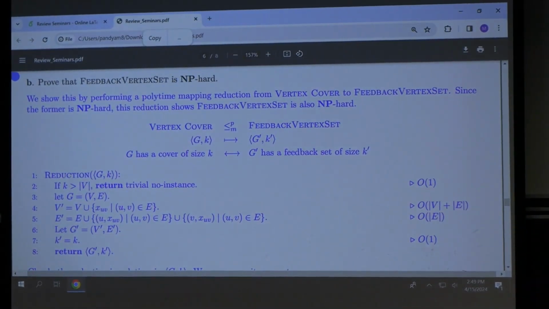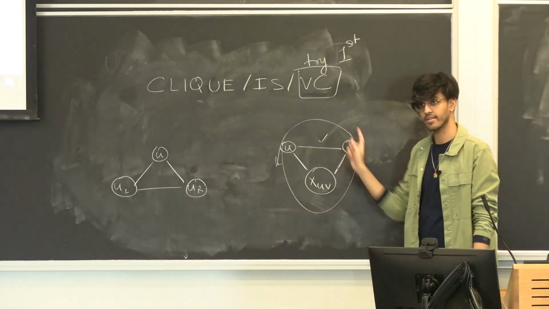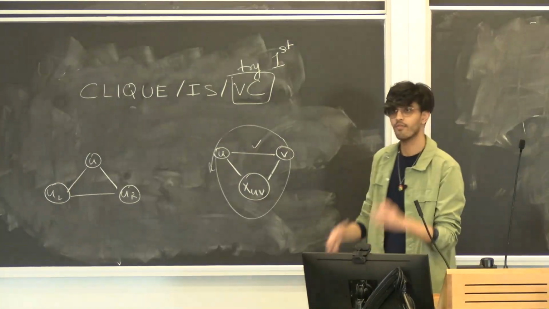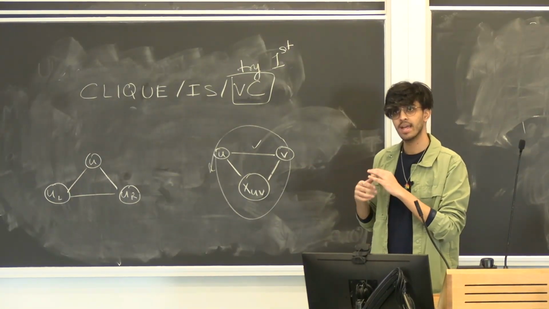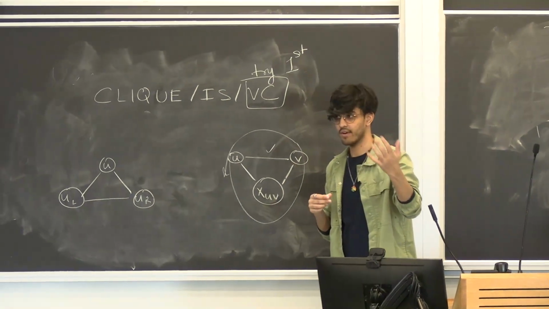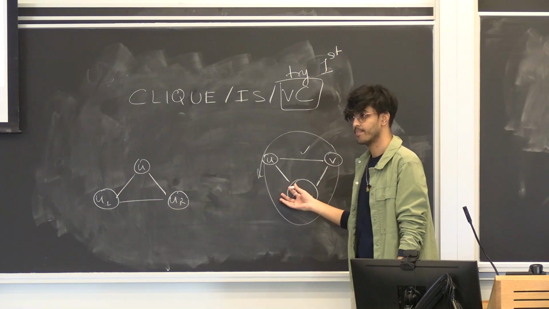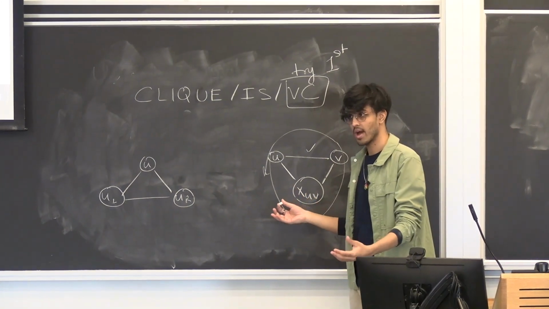So all I'm doing is, for every edge UV, adding a new node XUV and connecting it to both U and V. So now for every edge that existed, there's a 3 cycle. Okay, and I keep K prime to be the same as K. Now the forward direction is very simple. If you have a vertex cover, that same vertex cover acts as a feedback set here. Why?